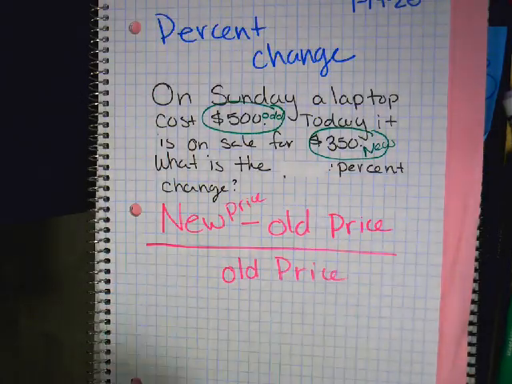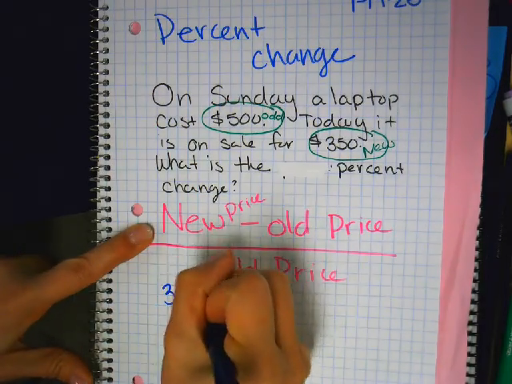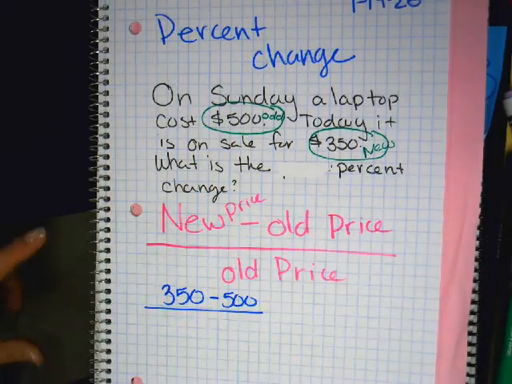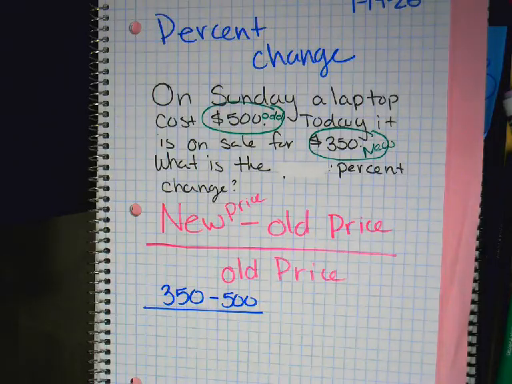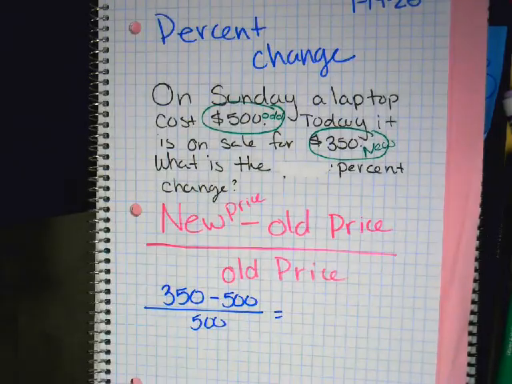Okay, now let's plug in our numbers. What's the new price? Minus. What's my old price? Divided by. What's my old price? Okay. What's 350 minus 500? What is it, Daniel? Yep, negative 150.